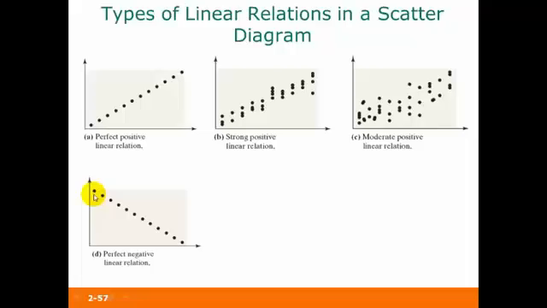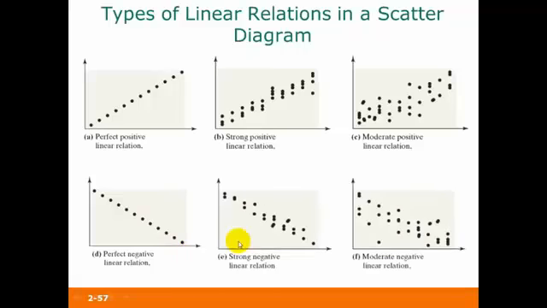Here are the other types of linear relationships we can have. This one, again, since we have a perfect straight line pattern, but it's going down from left to right, this would be a perfect negative linear relation. And then here we have a strong negative linear relation because the straight line pattern is still fairly obvious. And in this one, the straight line pattern is quite a bit harder to see, so this would be a moderate negative linear relation.